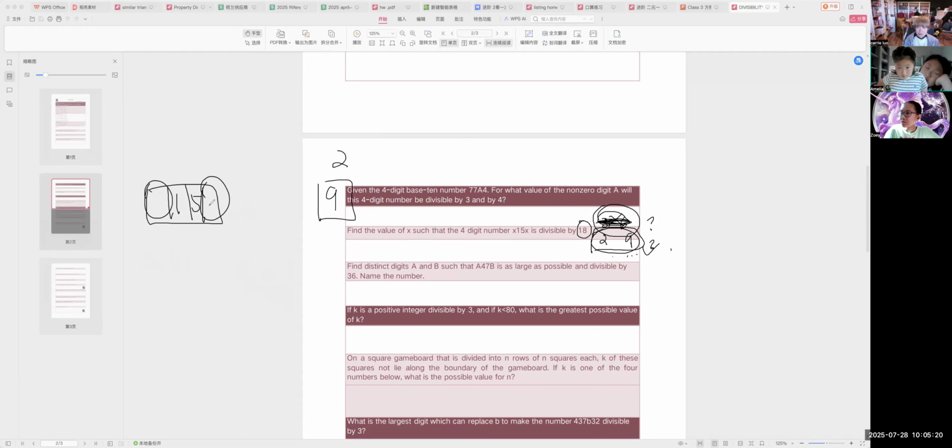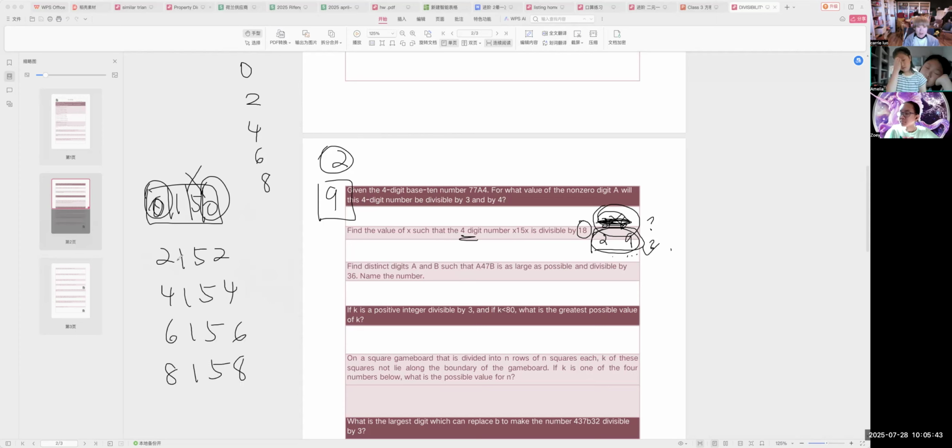A number is divisible by 2 if the last digit is 0, 2, 4, 6, 8, right? But can we put 0 here? No, because it's a 4-digit number, so the first digit cannot be 0. So it's either 1, 2, 1, 2, or 1, 5, 2, 4, or 1, 5, 4, 6, or 1, 5, 6, 8, or 1, 5, 8. Then you find out whether each of them is divisible by 9 or not. If it is divisible by 9, then the whole number is divisible by 18. Get it? Okay, so you do it yourself.